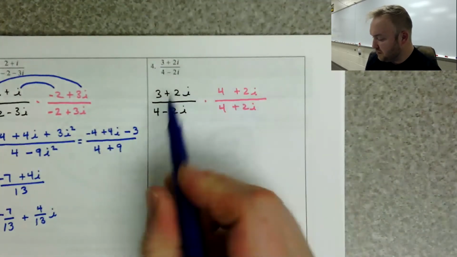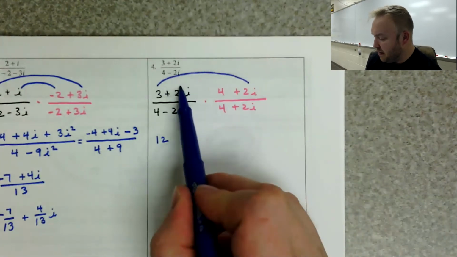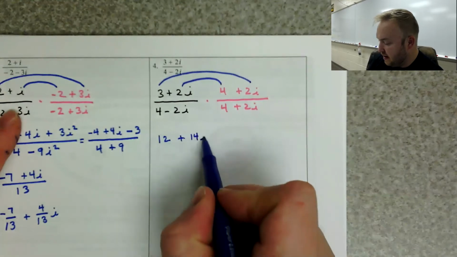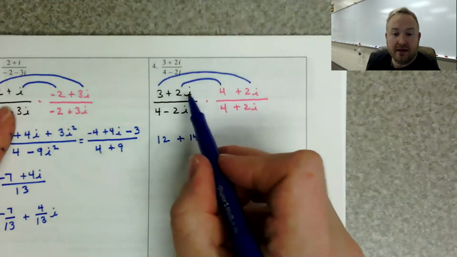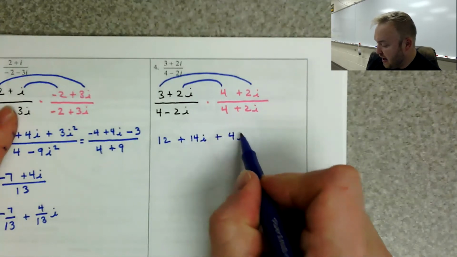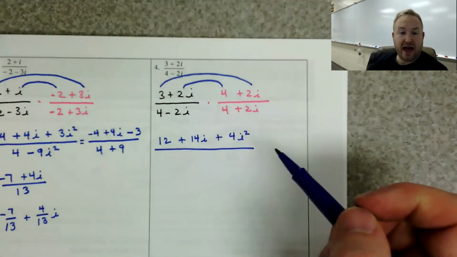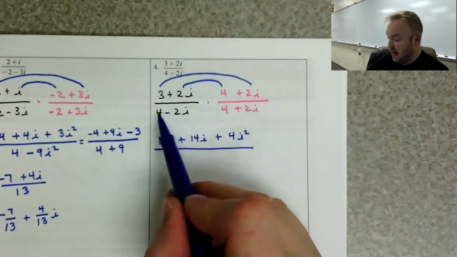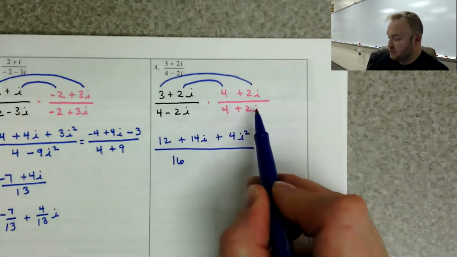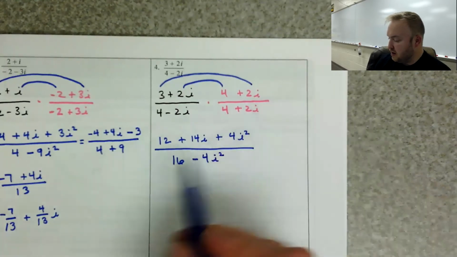So 3 times 4 is 12. My outer product is 6i. My inner product is 8i. Add those together. They add up to 14i. Last times last is 2i times 2i, which is 4i squared. In the denominator, don't have to do the outer and the inner because they cancel out. 4 times 4 is 16. -2i times +2i is -4i squared.